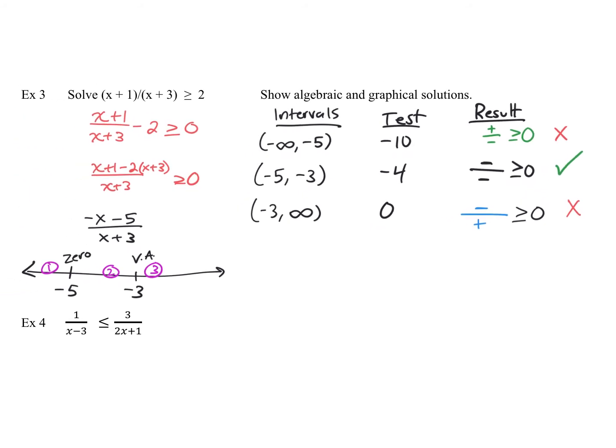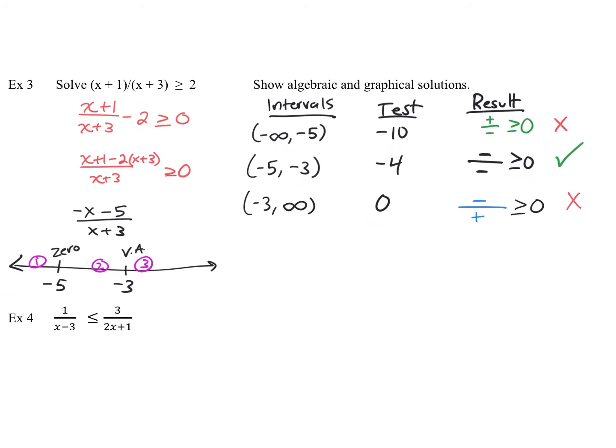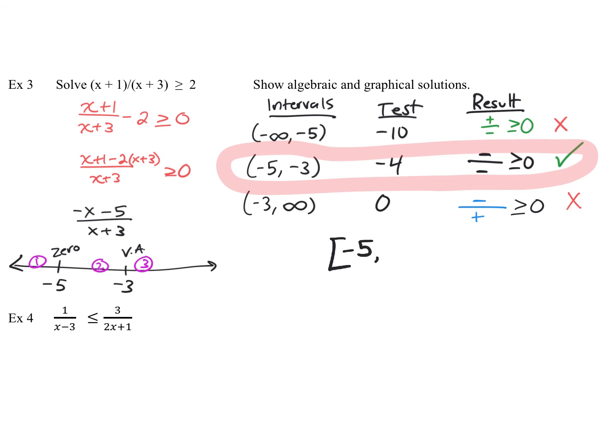So through the same process, I am using symbols to make sense of what's going on. The only interval that works for this particular problem is my second interval, but I have to be careful. I need to know what exactly each of these points represent. Negative 5 is an x-intercept, so I can include negative 5 in my solution set. However, negative 3 is a vertical asymptote, so even though we have a greater than or equal to symbol, I would exclude negative 3 from my solution set.